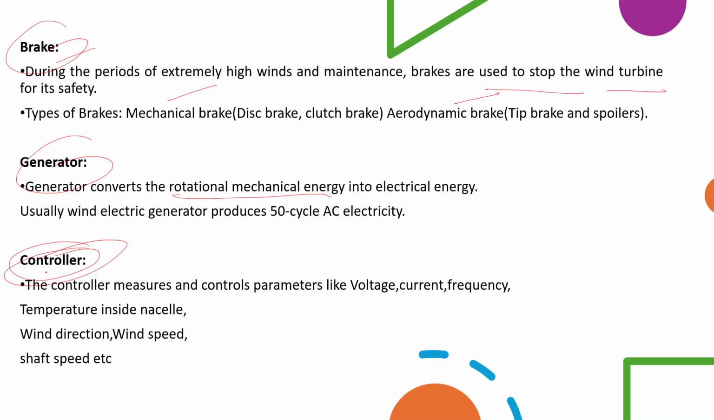And there is a controller which controls various parameters like voltage, frequency, and temperature inside the turbine, wind direction, wind speed, and shaft speed.